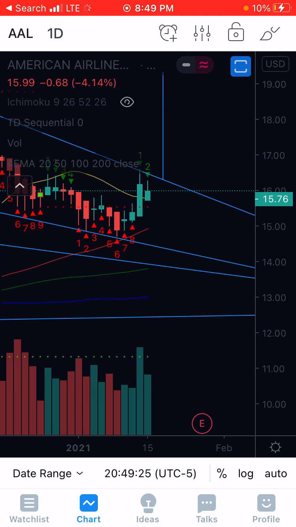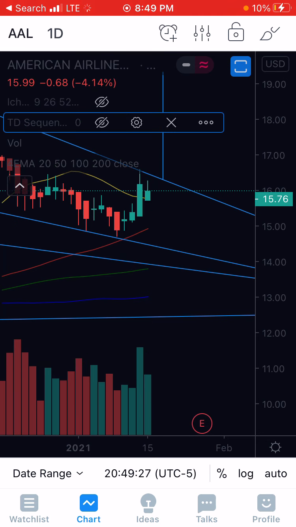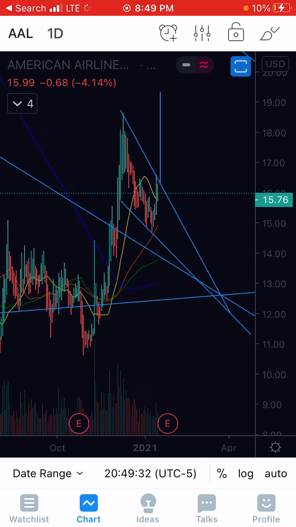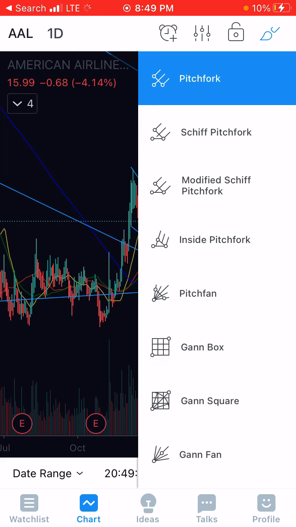Whoops, get rid of that. What else? We have TD, we have, what is it called again? Fib retracement.